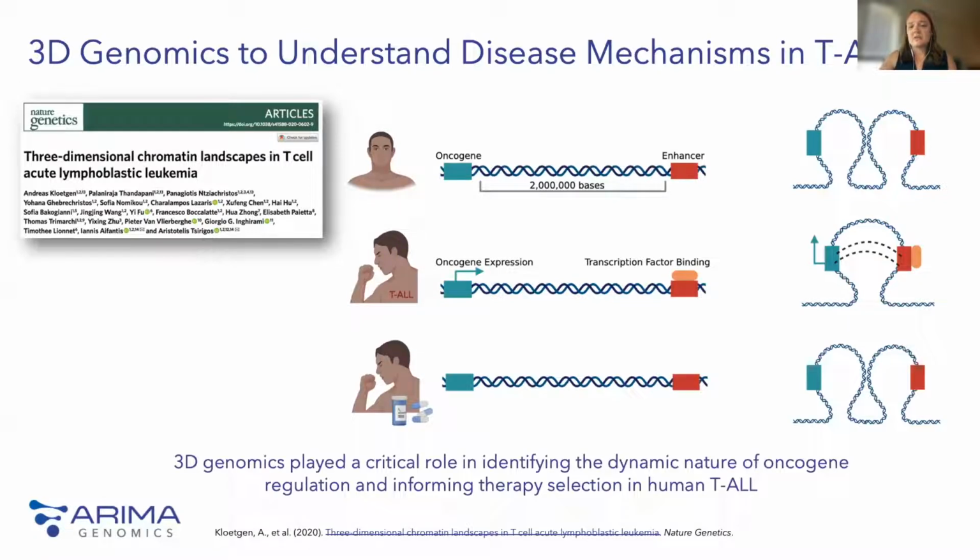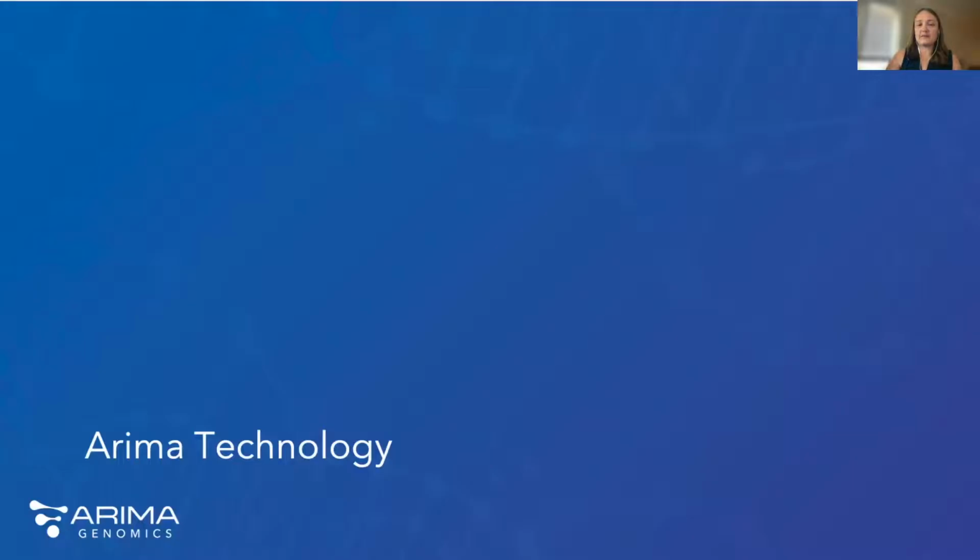The authors of this study went on to show that by inhibiting that transcription factor bound to this enhancer with pharmaceuticals, they were able to restore normal expression of MYC. So using 3D genomics, they were first able to identify the mechanisms by which MYC is misregulated in T-cell acute lymphoblastic leukemia. And secondly, to inform exactly which transcription factor needed to be targeted by the treatment to restore normal function.